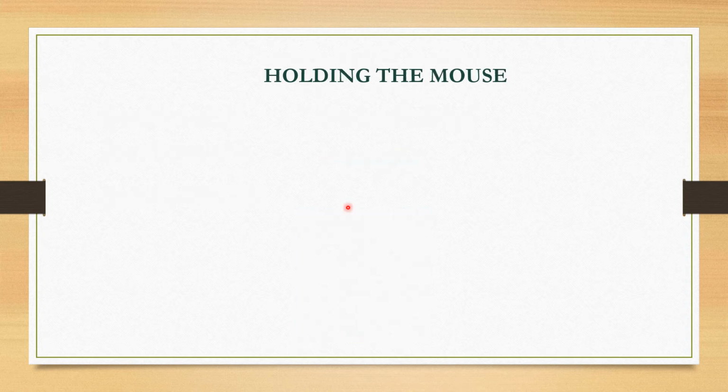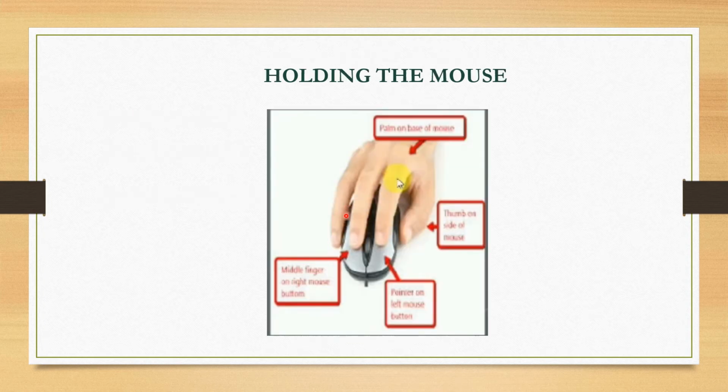Next is holding the mouse. This is the way you have to hold the mouse while working on the computer. This is your index finger, and then your palm should be the base of the mouse. Your thumb should be at the side of the mouse. The index finger should be on the left button and the middle finger should be on the right button and the rest of the fingers to the side. So while holding the mouse, you should take care of such things.